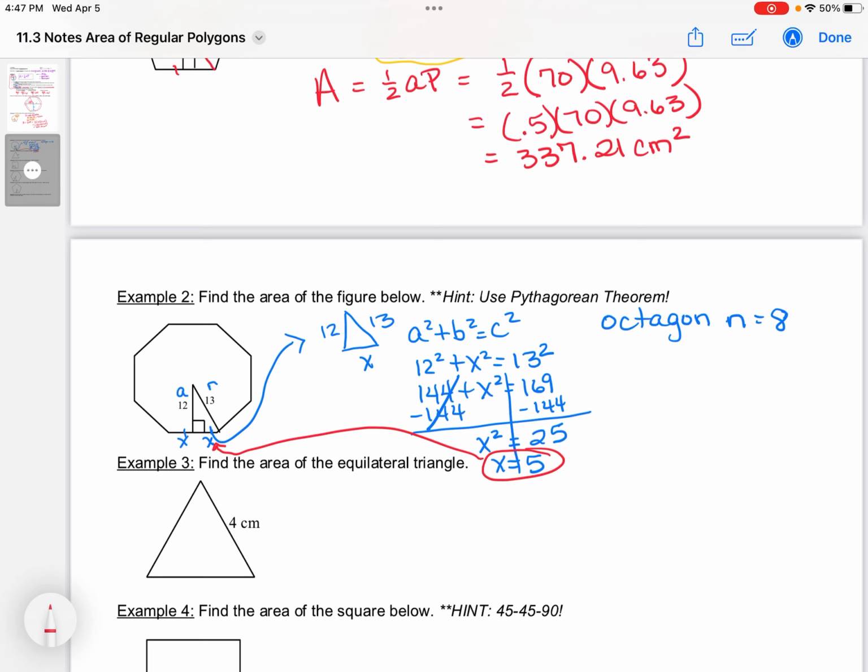And my x is half of the side of the octagon. So if I have 2 5s, that means that the side is 10. And I have 8 sides. So my perimeter is going to be 10 times 8 sides, which is 80.